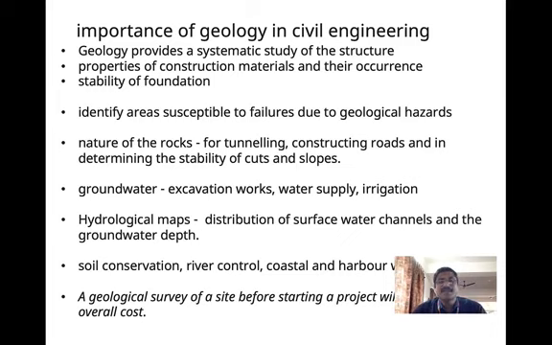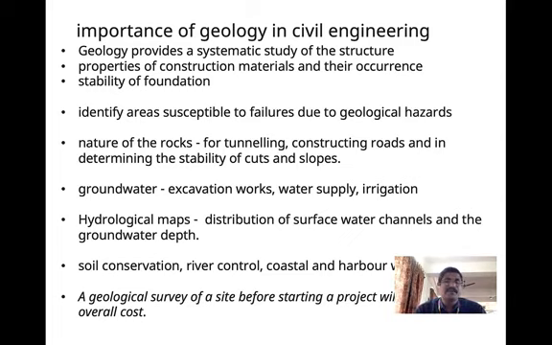Then identify the areas susceptible to failure due to geological hazards. Geological hazards, for example, are earthquakes or avalanches. We have different types of geological hazards. Suppose there are landslide areas, or a place where you want to construct and you don't have any other site. What are the other hazard areas? What are the factors and figures you are supposed to take into account? All of that is decided if you know the basics of the geology of the particular location.